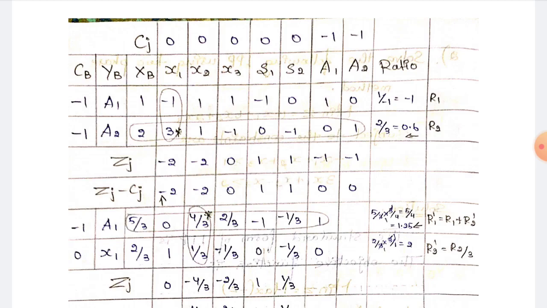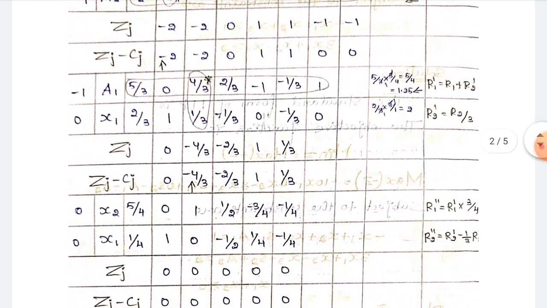So next we have to find out the ZJ value. The ZJ value will be calculated by multiplying XB and that same column. XB has only one value, that is minus 1, into 0, 0, minus 4 by 3, minus 2 by 3, plus 1 plus 1 by 3. So now we have to omit the A1 calculations also.